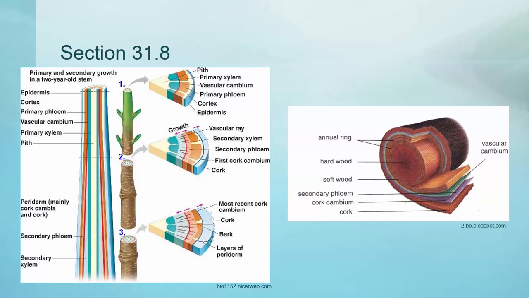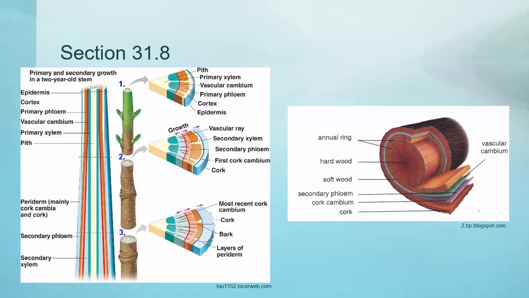Underneath the cork cambium you find secondary phloem, and lots and lots and lots of layers of secondary xylem and phloem, which you may call the annual rings of a tree, but in your textbook you'll see them called wood rays. It's the exact same thing.